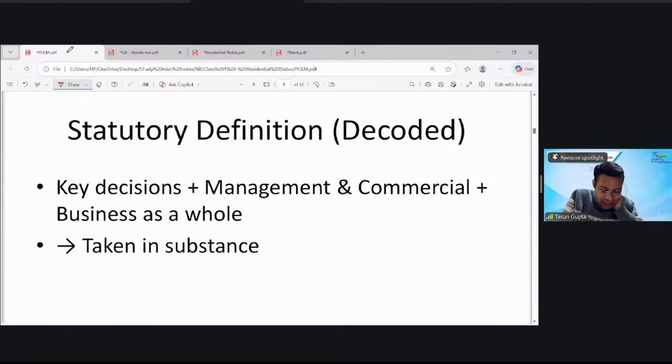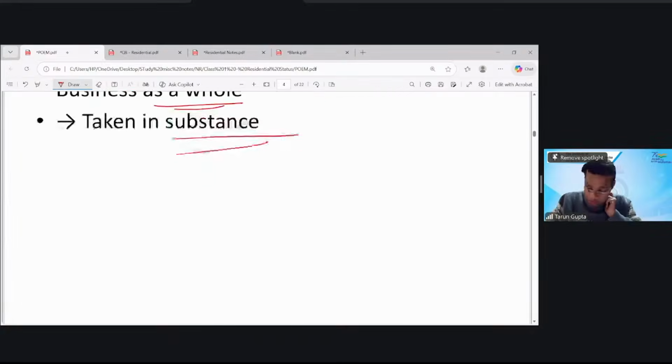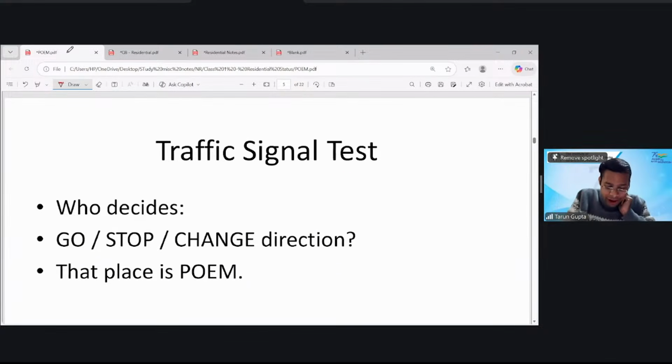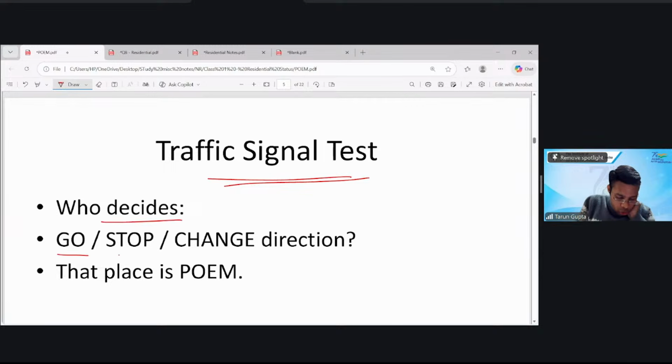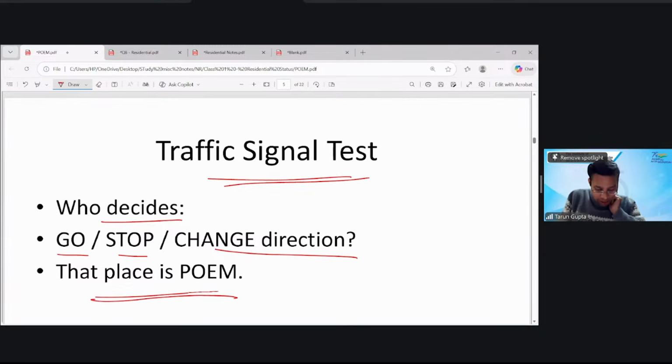Where the POEM is, the key decisions, which type of decision, management and commercial decisions for the business as a whole, are taken in substance. Traffic signal test. You have to decide who actually decides whether the company has to go, has to stop, or has to change direction. Who is the traffic signal? Is it the board of directors or a shareholder or some other person? Whoever it is, such person shall decide to determine the POEM. Who decides go, stop, or change direction? That place is POEM.